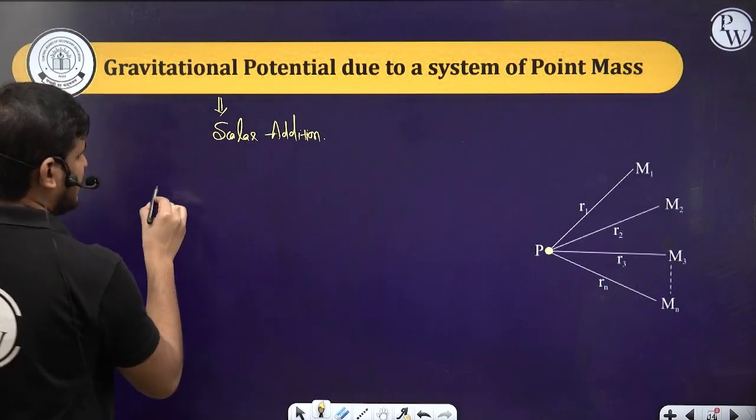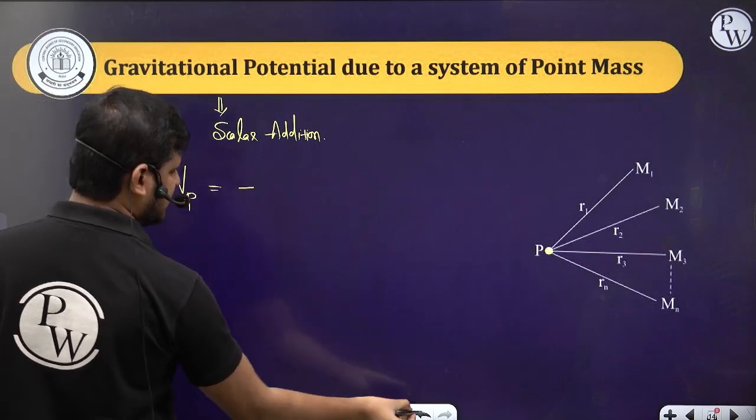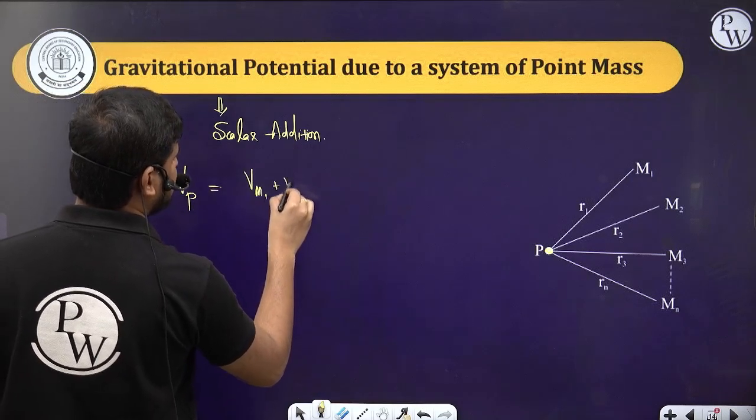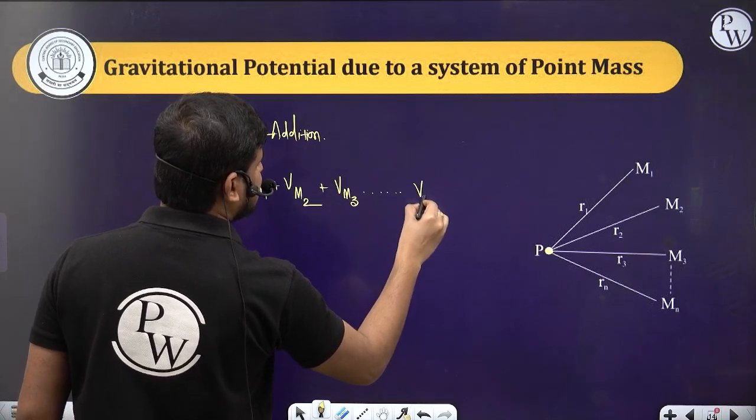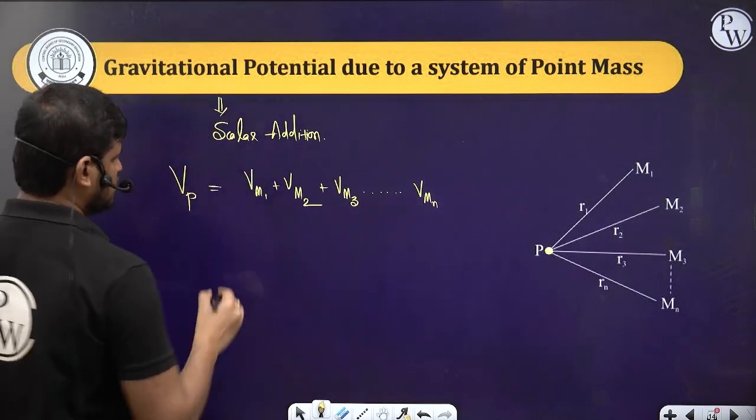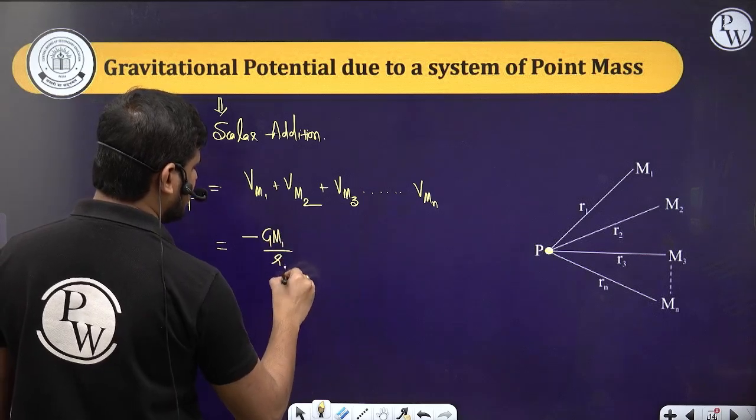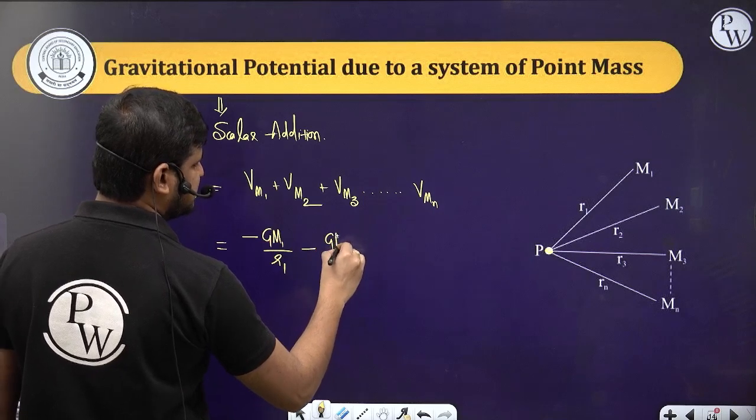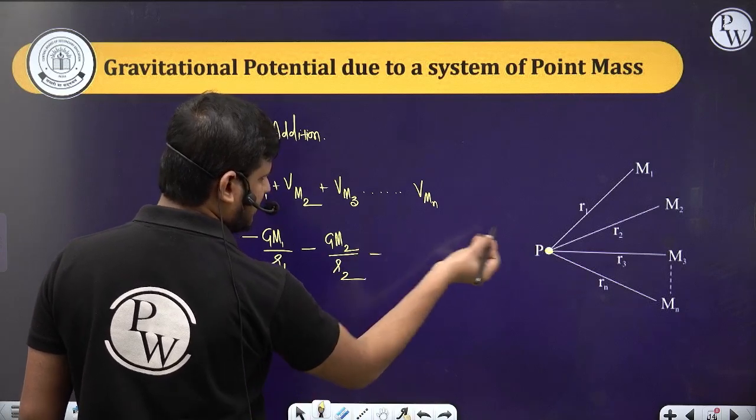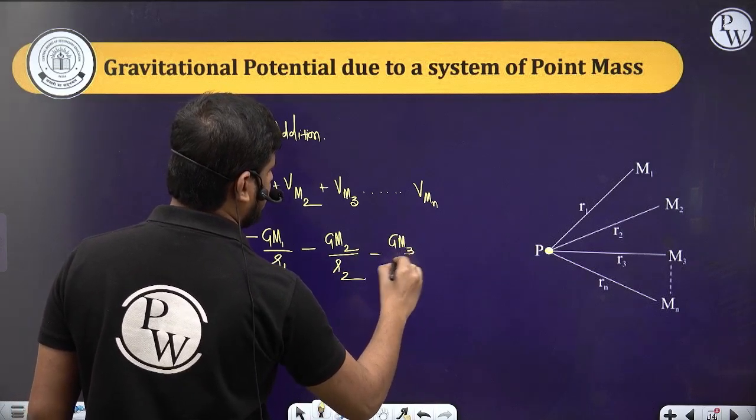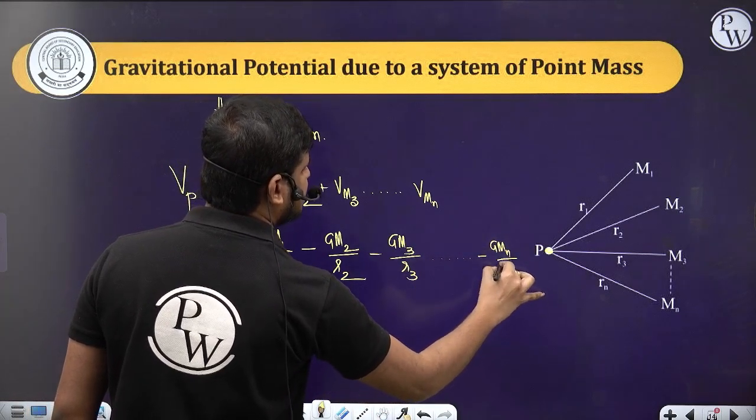So the net gravitational potential at point P is equal to the gravitational potential due to mass m1, plus that due to mass m2, plus that due to mass m3, till the gravitational potential due to mass mn. So we can write: first, minus G m1 by r1, plus minus G m2 by r2, plus minus G m3 by r3, till minus G mn by rn.